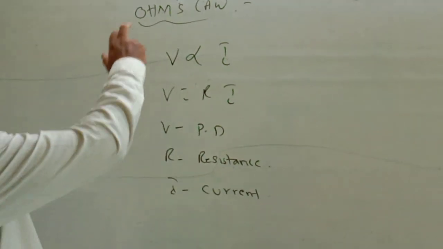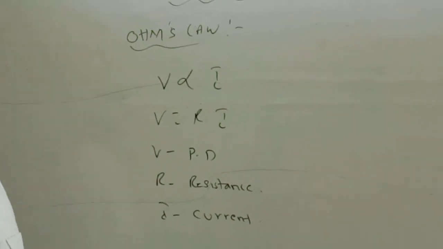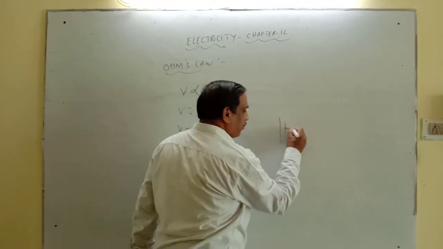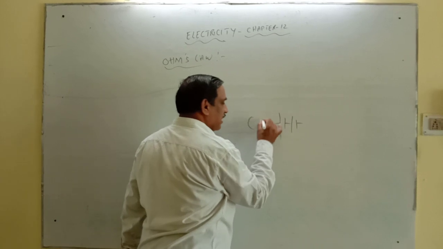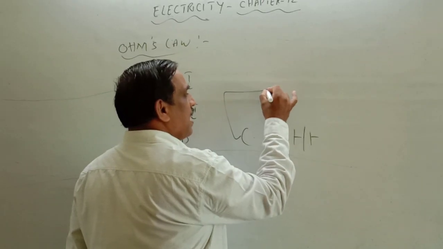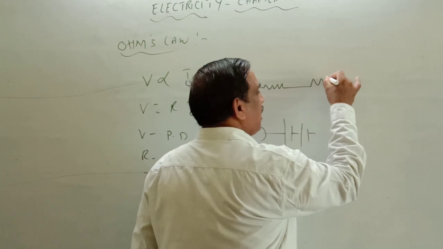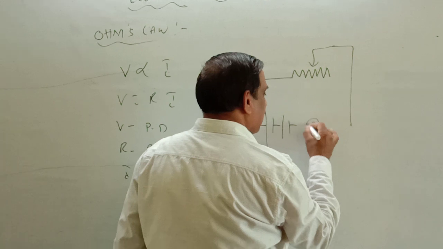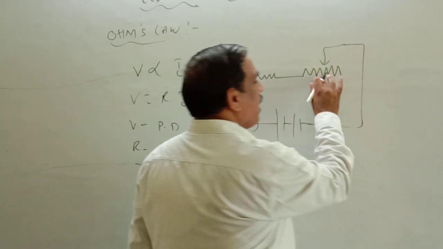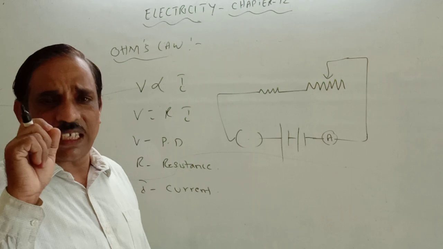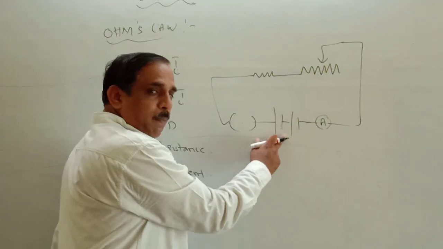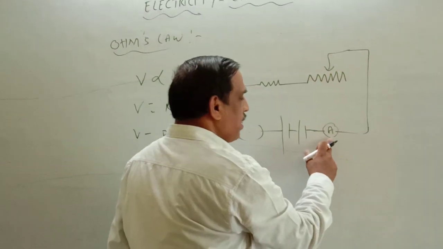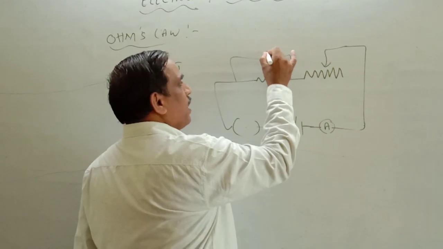Okay, so that is Ohm's law. Let's see the experimental verification of this also. This is a battery, this is a switch, this is a resistor, and this is a very important one, called a rheostat. A rheostat is nothing but a resistor of variable resistance. So once again, this is the battery, a switch, a resistor, a rheostat, an ammeter, and here is the voltmeter.